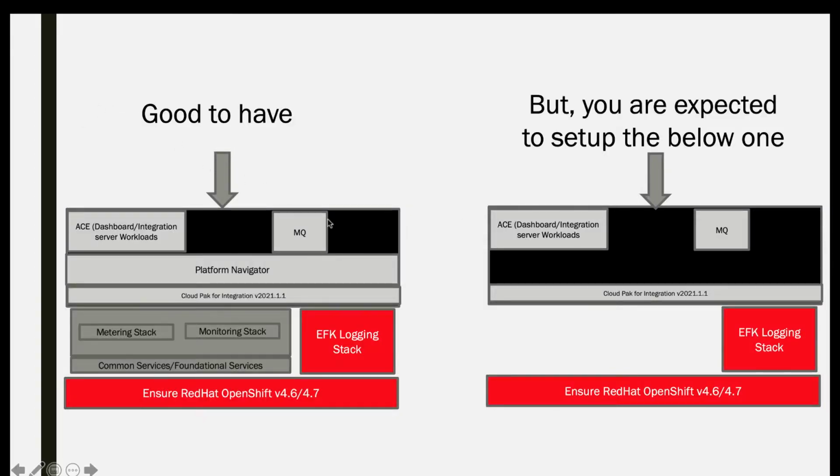Eventually, if you look at it, good to have is a Red Hat OpenShift with 4.6 or 4.7. Logging stack is created, and common and foundational services with all the identity access management, ingress, monitoring, metering, and so on. Then you set up a Cloud Pak for Integration operator, which is the abstract operator, and you set up a platform navigator which would help you to create instances of your ACE, MQ, DataPower, API Connect, and so on. It's good to have, but you are expected to set up this one.